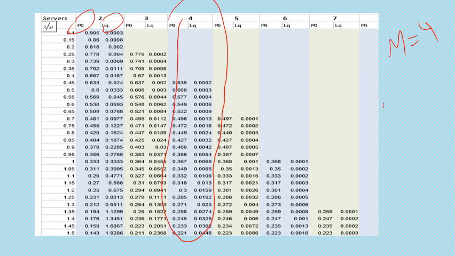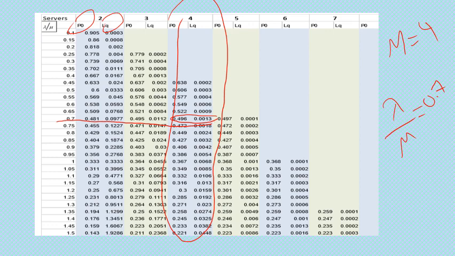So you know that you're searching in this column because it's m equal 4. And then we have to find out the ratio of lambda over mu. Lambda is going to be given in the question, mu is going to be given in the question, so we calculate that ratio. If the ratio turns out to be, let's say, 0.7, then we go where 0.7 is, and boom, we get to P0 and LQ really, really quickly.